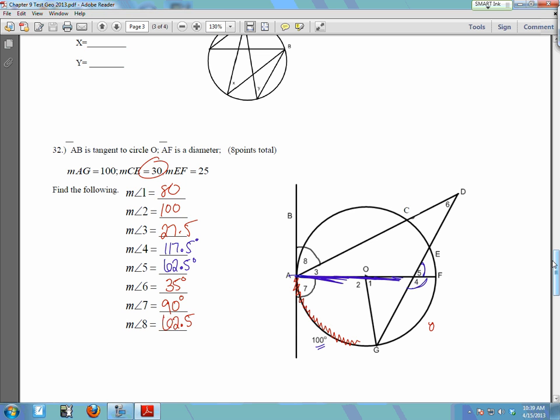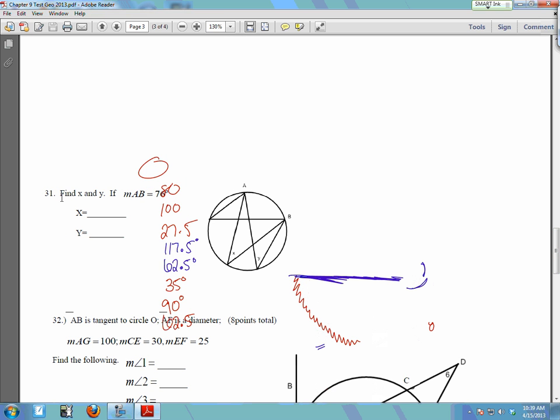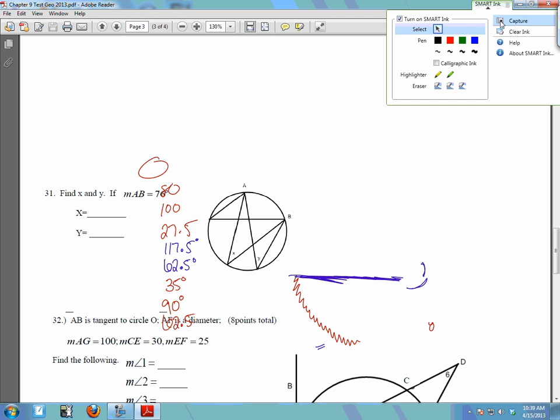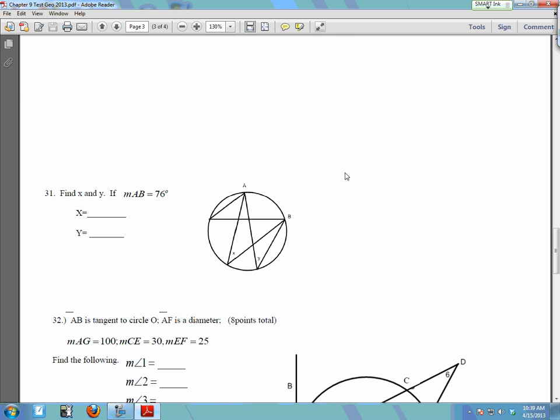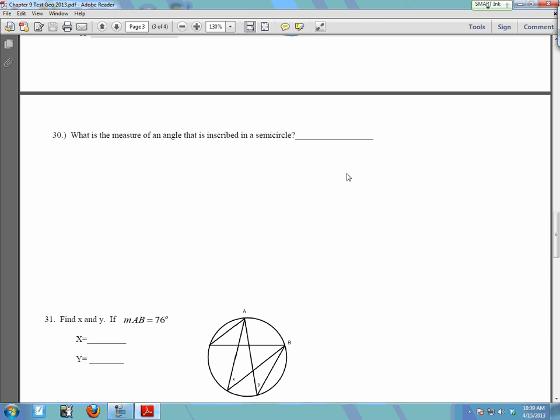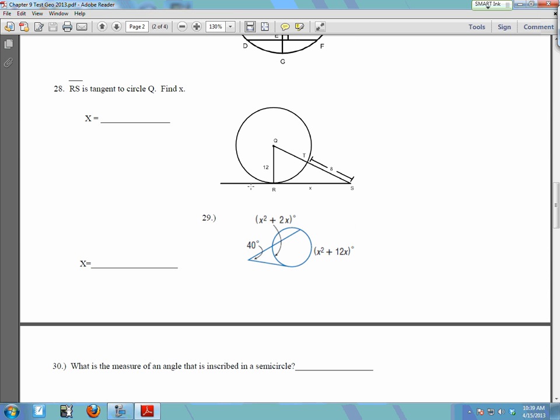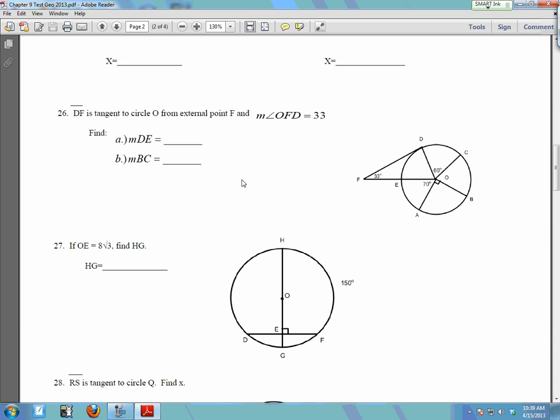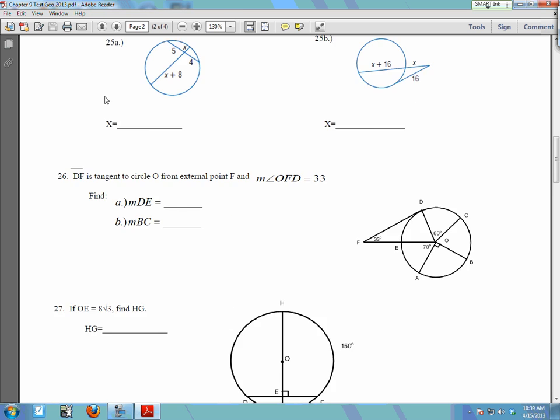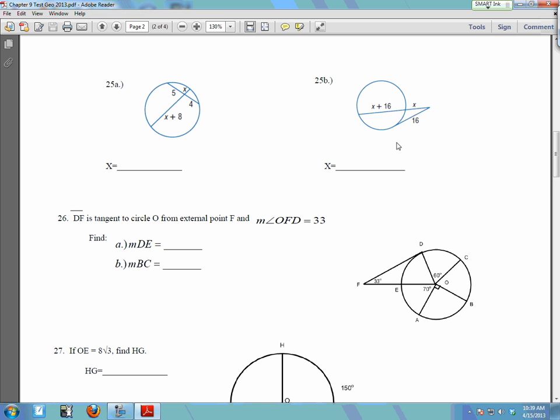Going through, I'll show you the point totals here. 31 was worth 2 points. 30 was worth 2 points. 29 was worth 2 points. This question here in the bottom, 28, 27, 26, all worth 2 points. 1 point each for D, E, and B, C there. And 25A and 25B were worth 2 points as well.